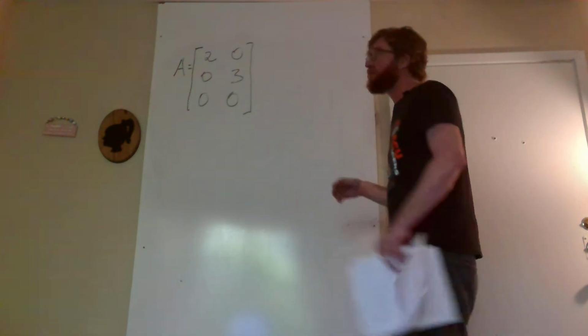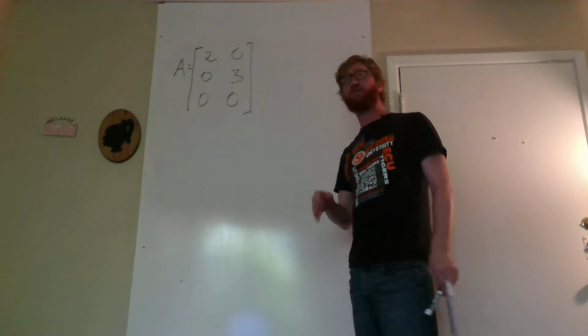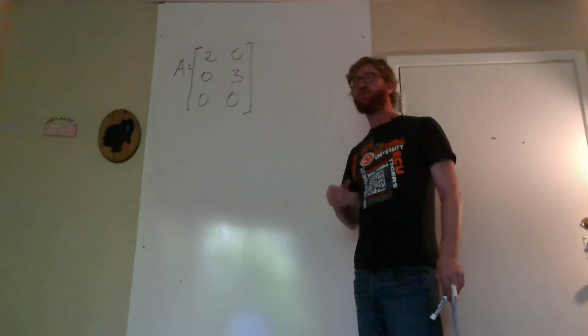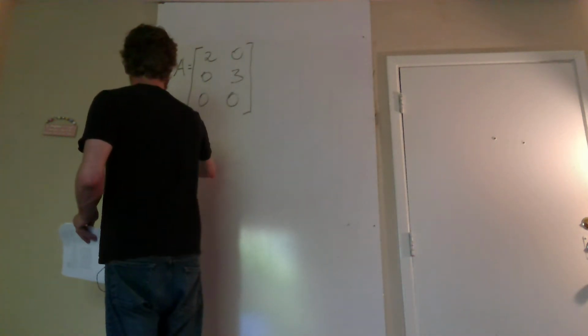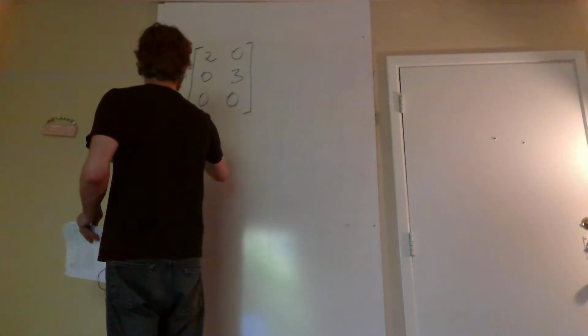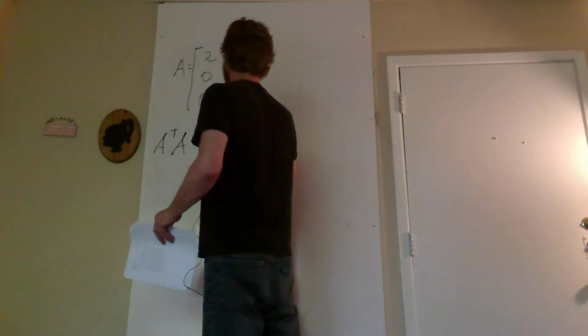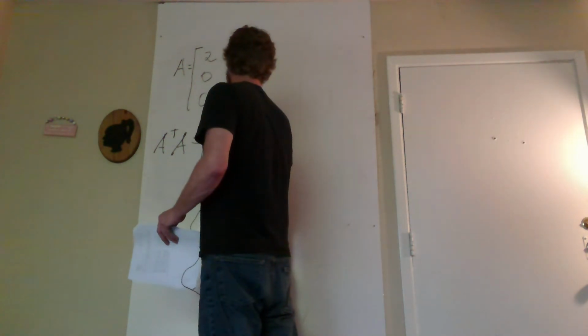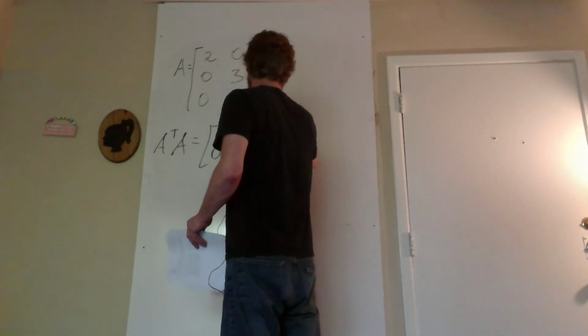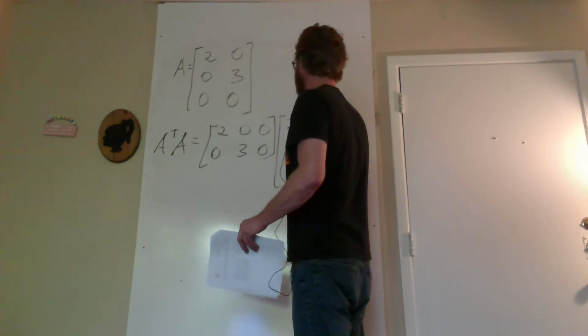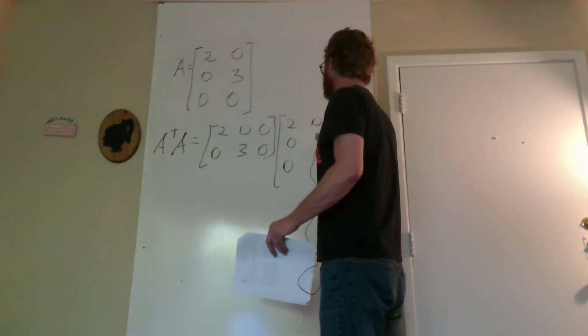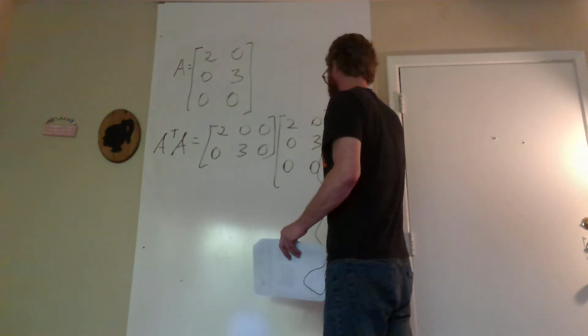Just like in the previous problem, the very first thing we do is A transpose A. So let's do that. We're going to say A transpose A. This would be 2, 0, 0, 0, 3, 0, and this is going to act upon 2, 0, 0, 0, 3, 0.